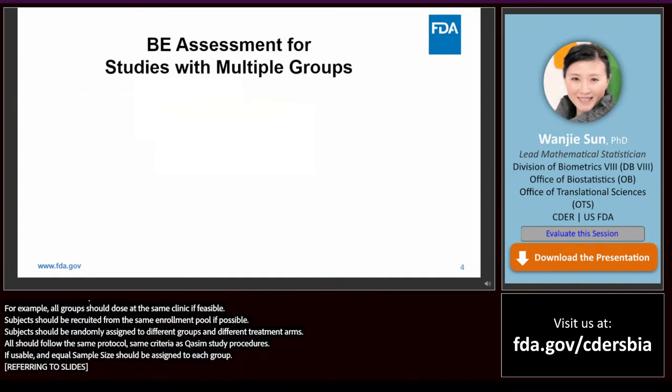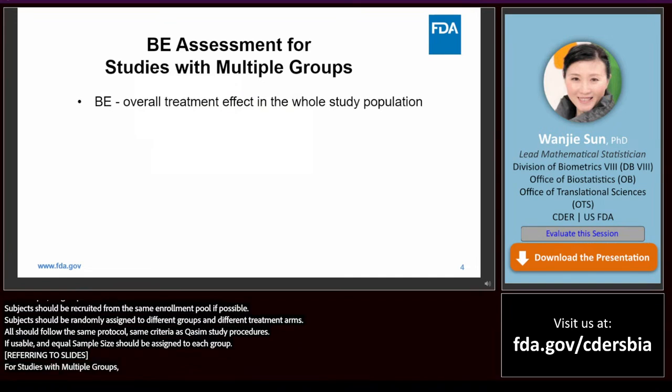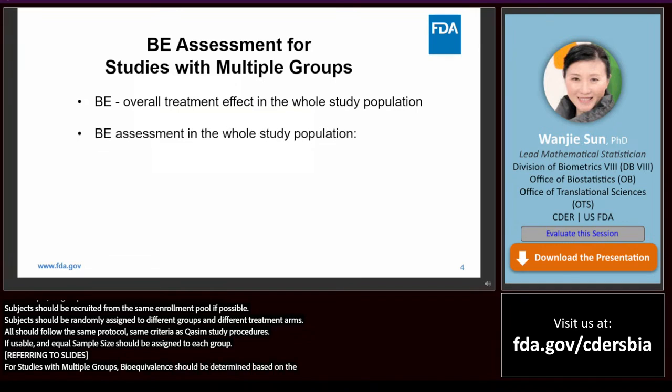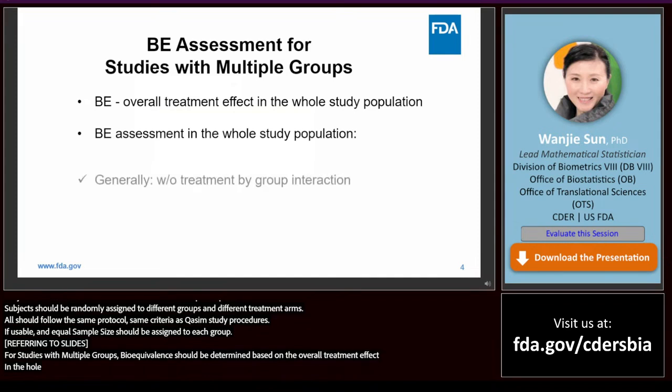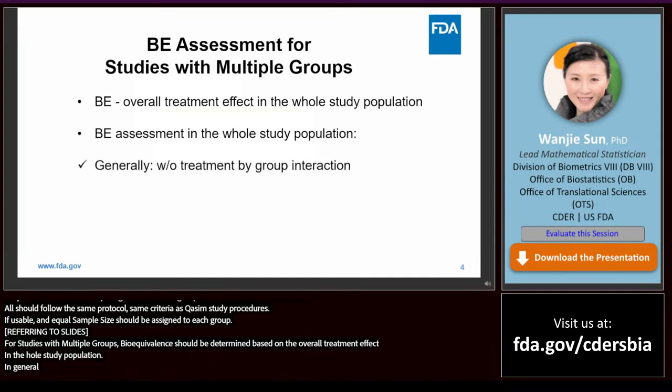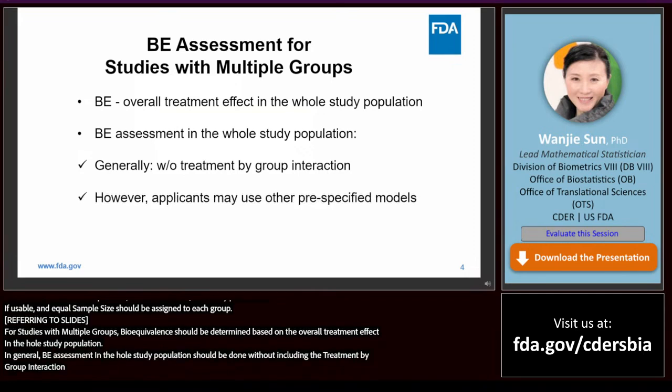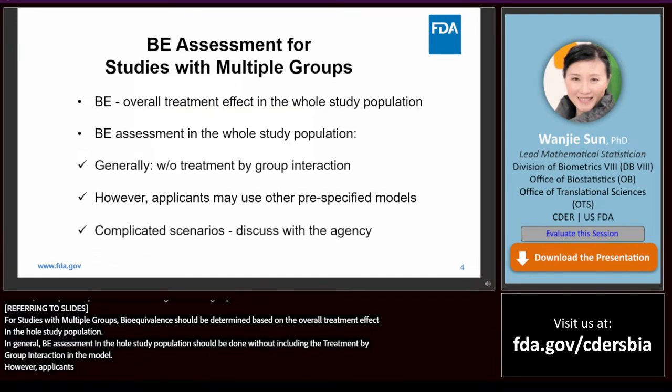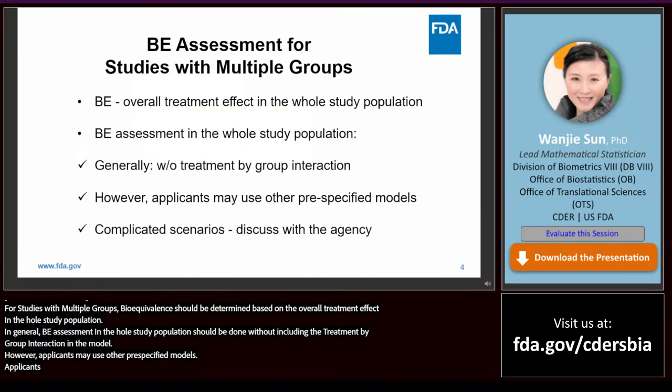For studies with multiple groups, bioequivalence should be determined based on the overall treatment effect in the whole study population. In general, bioequivalence assessment in the whole study population should be done without including the treatment by group interaction term in the model. However, applicants may use other pre-specified models as appropriate. For complicated scenarios, applicants are encouraged to discuss with the agency via pre-IND meetings or controlled correspondence.